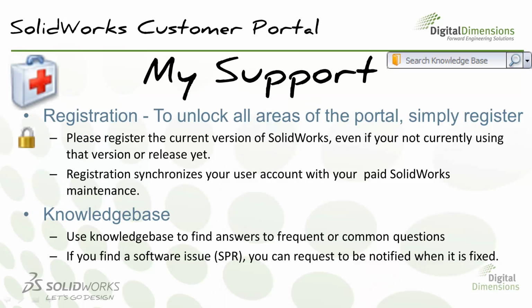Once you take out your SOLIDWORKS Customer Portal account, you will then log in. Upon your first login, you will find yellow locks on all areas of the customer portal. The only item without a lock will be your registration. So in order to gain access to all areas of the customer portal, please register your SOLIDWORKS serial number. This will basically synchronize your SOLIDWORKS paid maintenance with your user portal account.